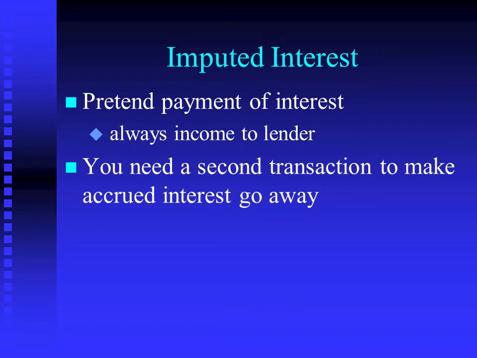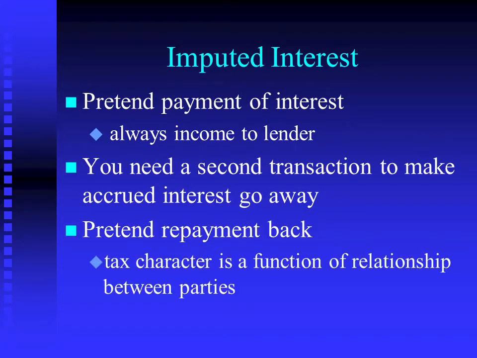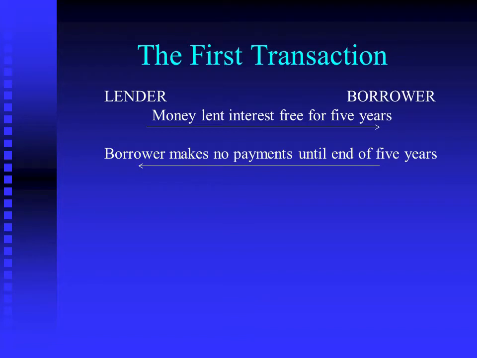Because remember, you simply take the amount of the loan, you look up the applicable federal tax rate, you do basic math. That tells you how much income the lender has to include. But now we have to make that money go away. So the pretend repayment back, its tax character will be a function of the relationship between the parties. And that's what we're going to look at in the next set of slides. So as you follow these examples, this should become a little more clear.